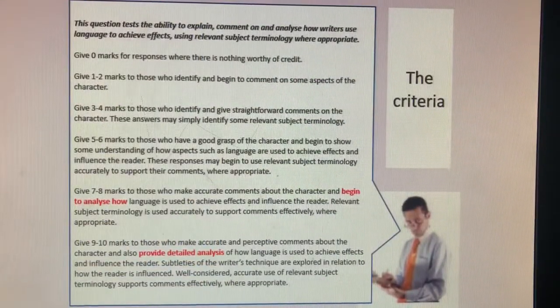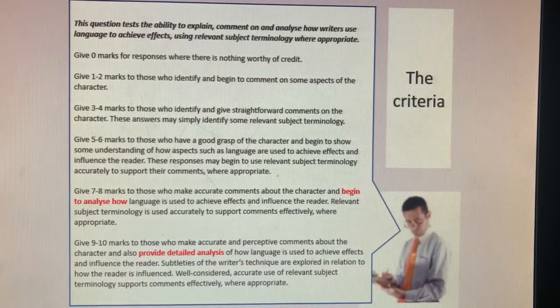This is the mark scheme for this question then. You can see it goes from 0 marks for nothing worthy of credit, all the way up to 9 or 10 marks for detailed analysis. Well, as soon as the word analysis is used, you can see that goes into the higher levels. Analysis means to zoom in on particular details.